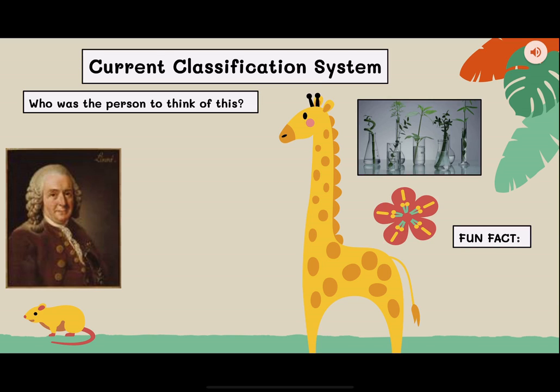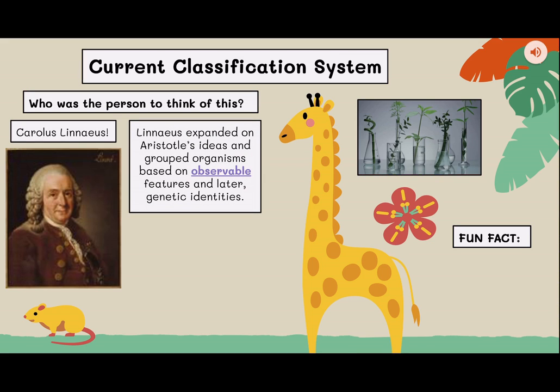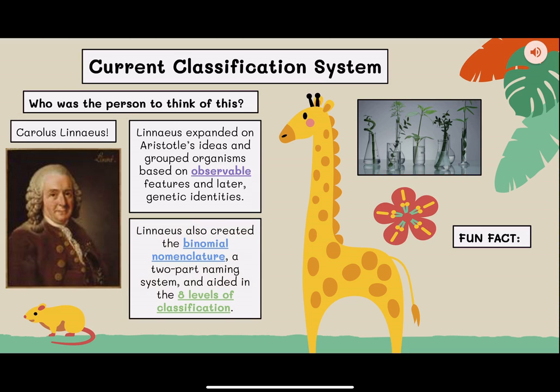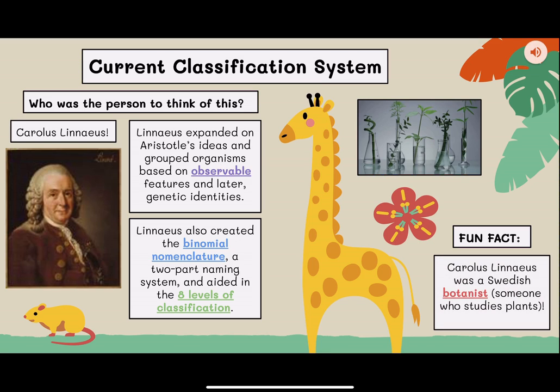Who created the current classification system? The current classification system was created by Carolus Linnaeus. Linnaeus expanded on Aristotle's ideas and grouped organisms based on observable features and later genetic identities. Linnaeus also created the Binomial Nomenclature, a two-part scientific naming system, and he also aided in the 8 levels of classification. You will learn about both of these later on in the slideshow. As a fun fact, Carolus Linnaeus was a Swedish botanist. A botanist is someone who studies plants.